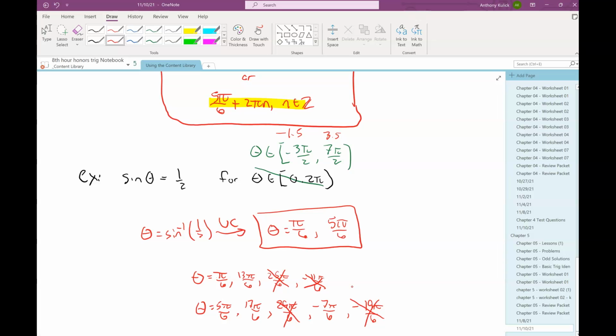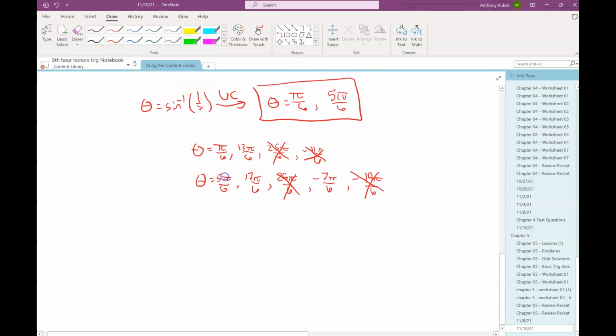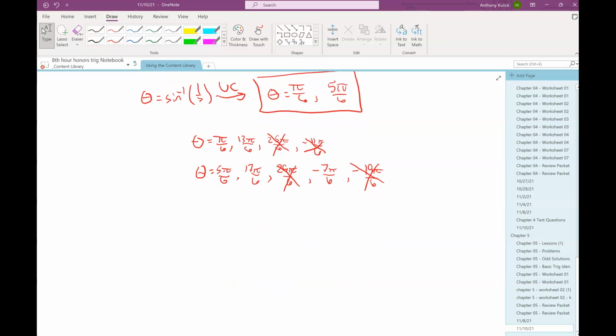That's usually the easiest way to do it if you have a kooky interval: just find the infinite answer and then keep adding and subtracting until you find stuff that's not inside the interval anymore. What do you guys say to that? Is that okay? Let's try another one that's not based on the same problem here.